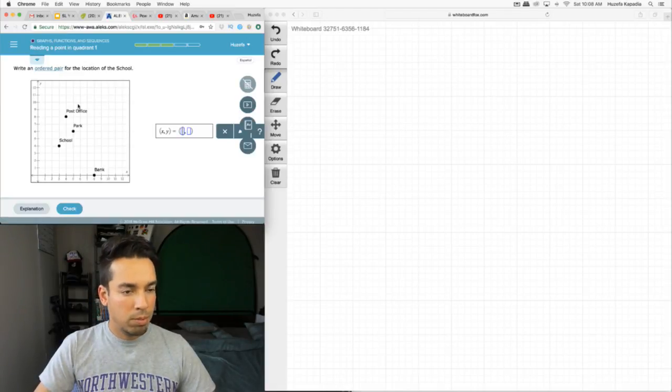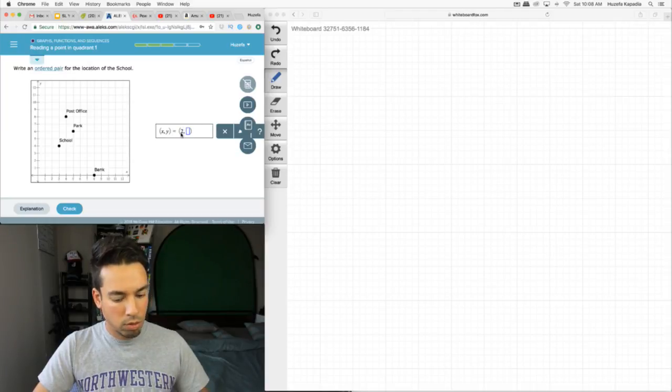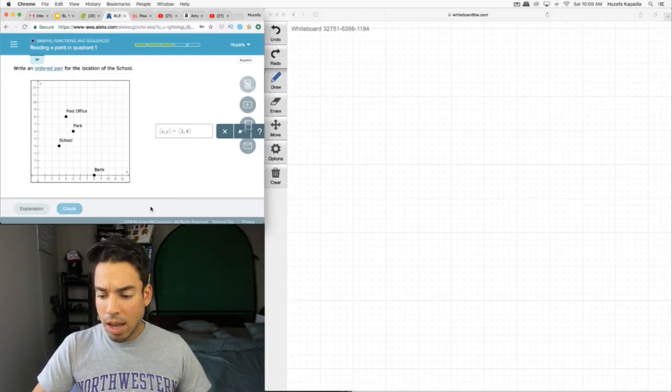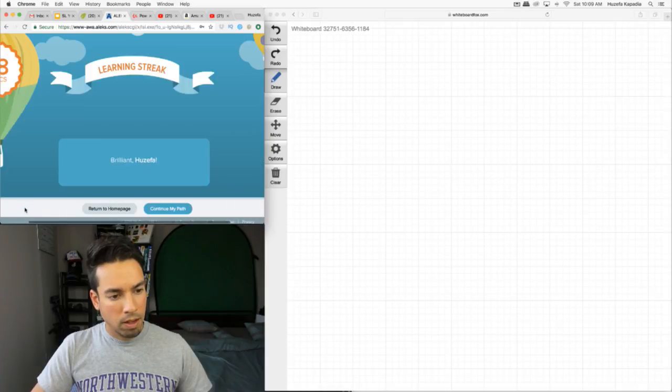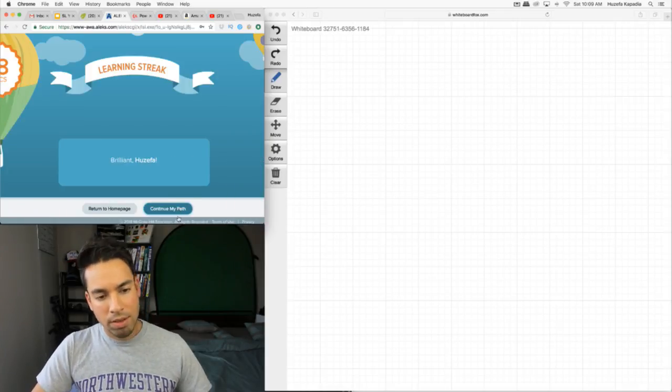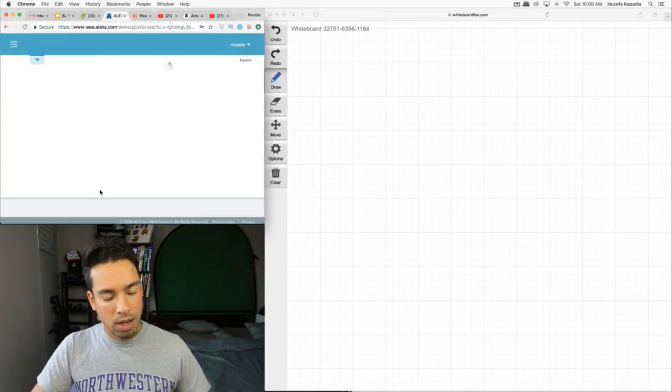All right, reading a point, same thing. Ordered pair of the school. We've gone out 3, so 3 on the x-axis. We've gone up 4 on the y-axis for the school, right? And that's that. 3, 4. It's so important to be able to read a graph. It's kind of something that you'll have to do forever in mathematics, in calculus, pre-calculus, anything and everything.